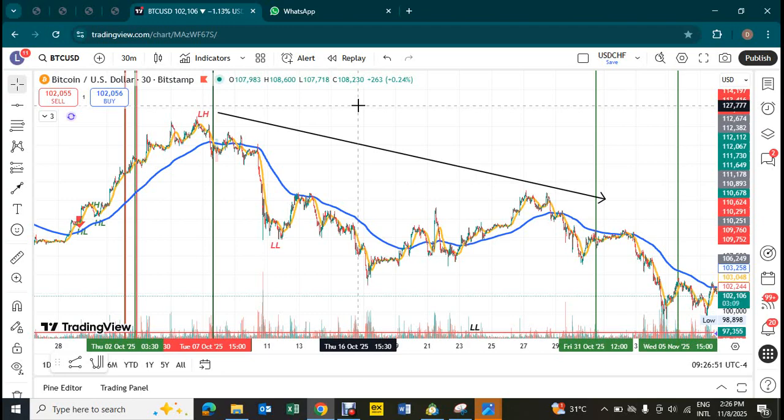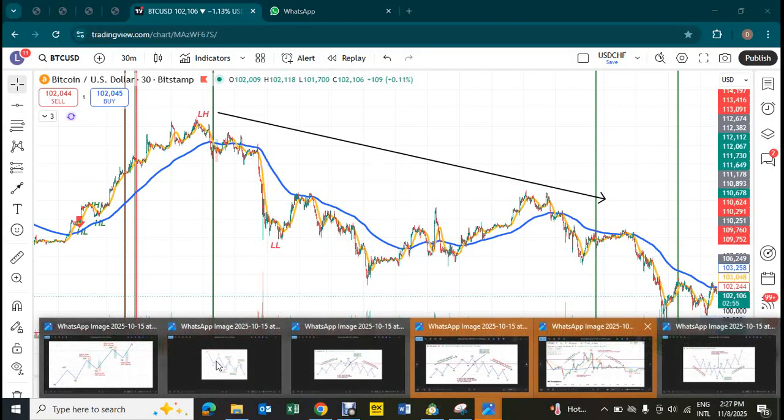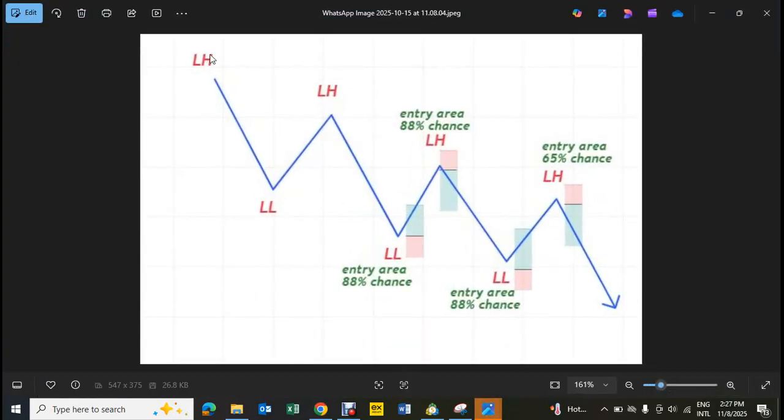Because now we want to see a lower high. A lower high means we need to see the market come up again to a level, just as we have here. We have a lower high up here, we have a lower low. Now to ascertain the LH, which is lower high, we need to use the Fibonacci retracement tool to identify the exact place where we can start looking for entry.